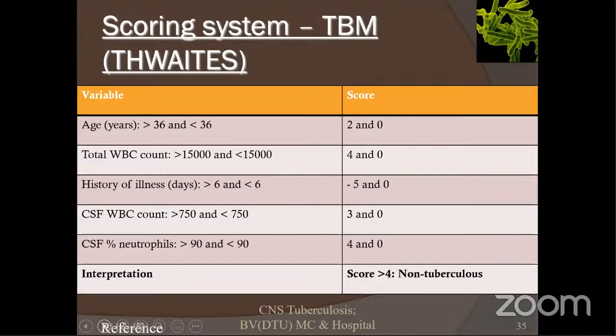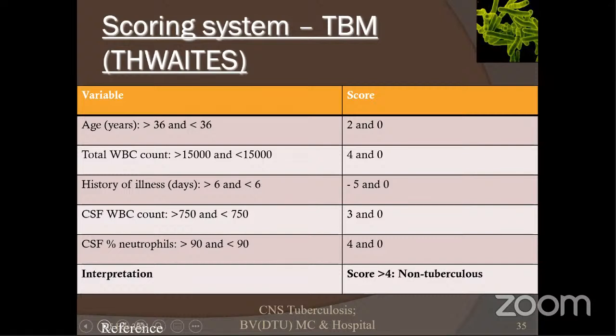So then comes the Thwaites criteria, where age is more than 36 or less than 36 you see, and give points accordingly, 2 or 0. And peripheral WBC count, if it is more than 15,000 you give 4 points, and less than 15,000 you give 0 points. History of illness, more than 6 days or less than 6 days, minus 5 and 0. And WBC count in CSF more than 750, 3 points, and less than 750, 0 points. And if the CSF neutrophils are more than 90, it is 4 points, and less than 90, it is 0. The interpretation is, when you make this score, if it is more than 4, it is non-tuberculous.